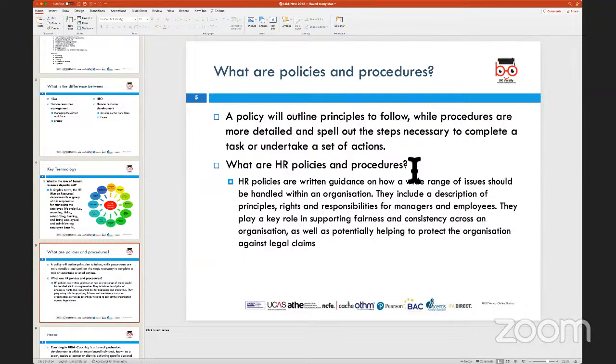So we cannot take on anybody who is less than the age of 16 because they're not eligible enough to study a course, and that would be the policy. Now, the procedure will go into details.